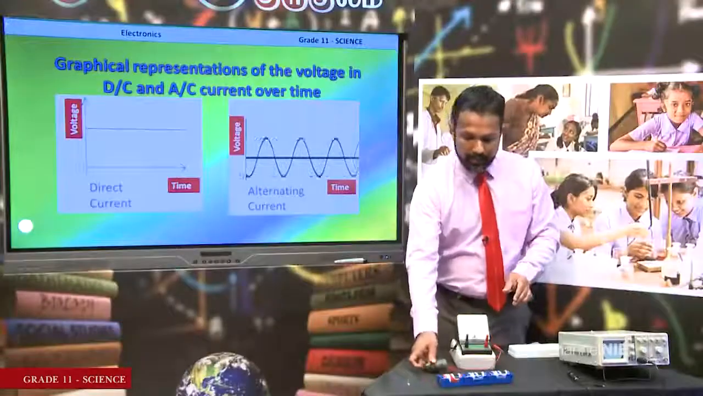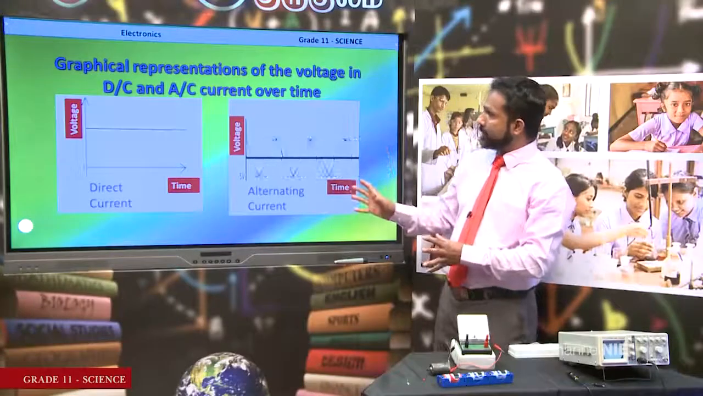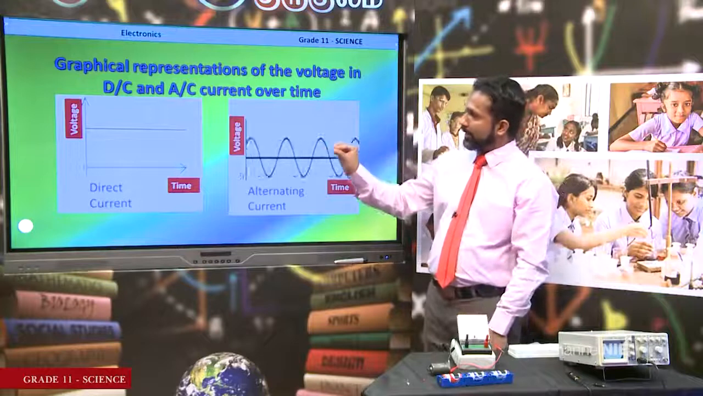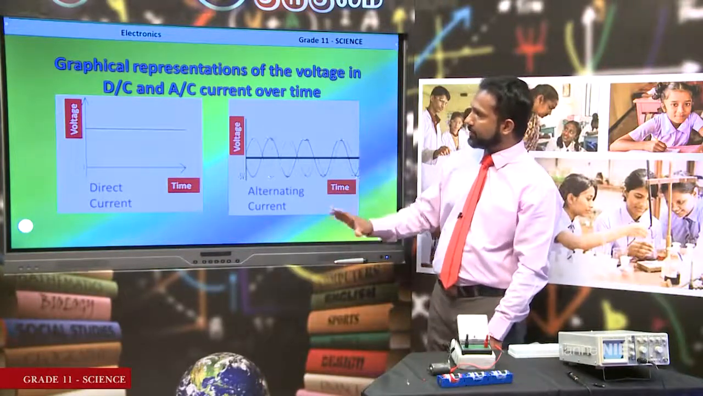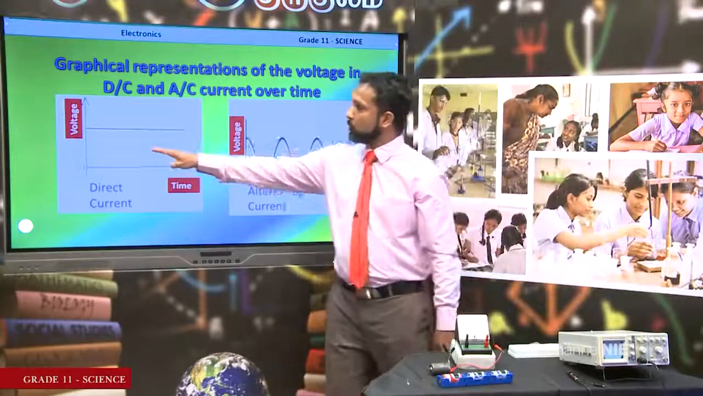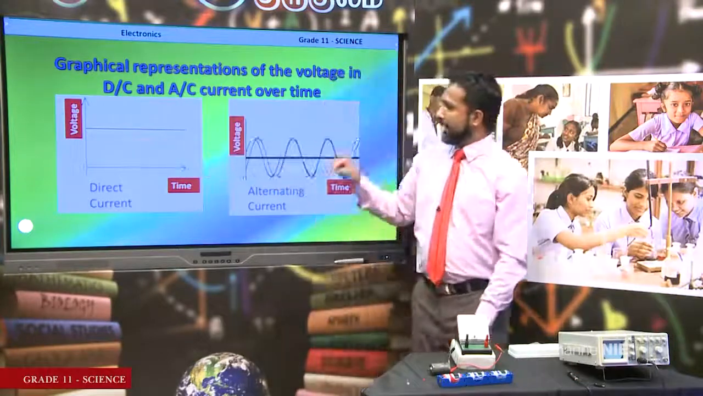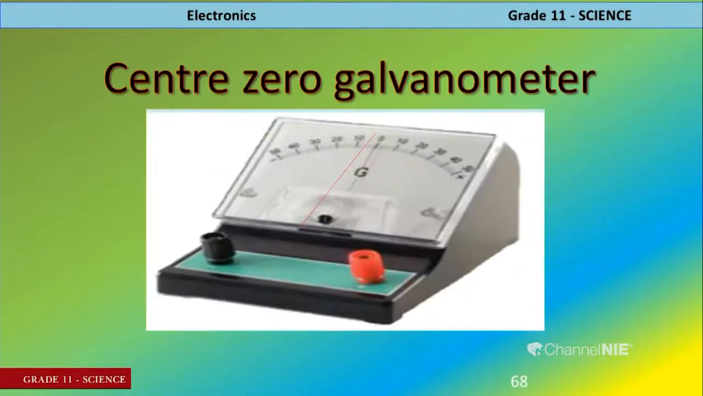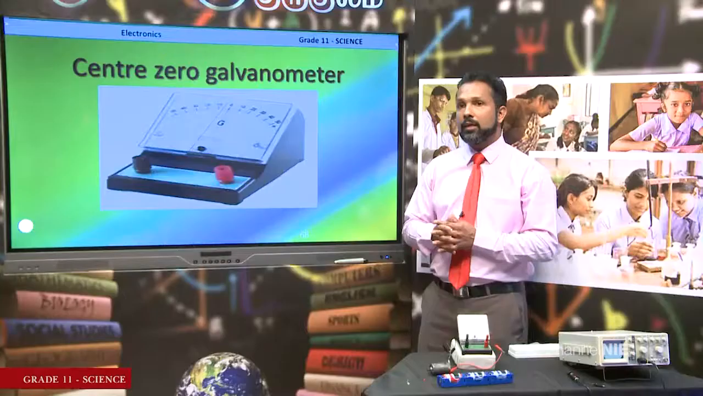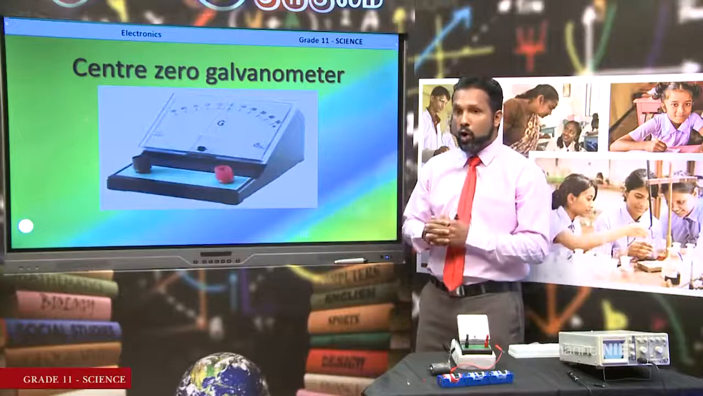Right. Then you can represent the variation of the voltage over time using a graph like this. Direct current we represent using a straight line. AC current we represent like this. It is a wavy line. Right. This is the center zero galvanometer. The center zero galvanometer is used to identify the direction of the flow of current.